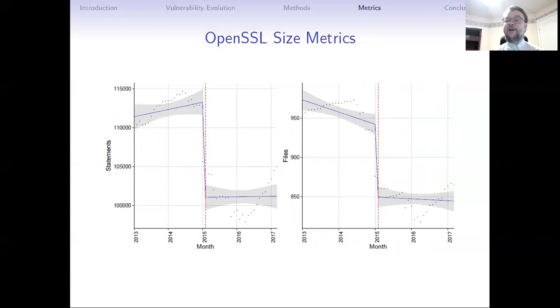Now, Lehman's sixth law of software states that software tends to increase in features and size. And this shows that the response to a security incident may be the opposite of that. A project may decrease in size to improve security. And OpenSSL is doing this largely by removing entire files. As we can see, the decreases in files and statements follow the same pattern.